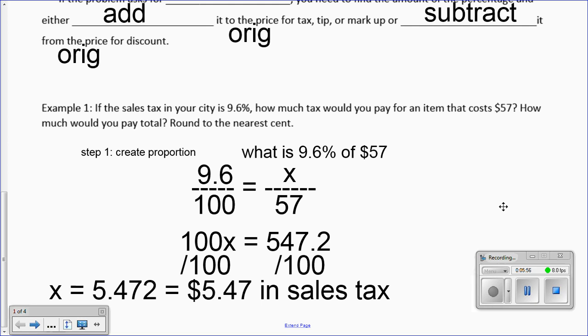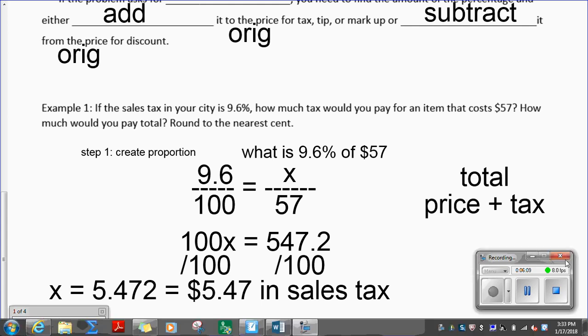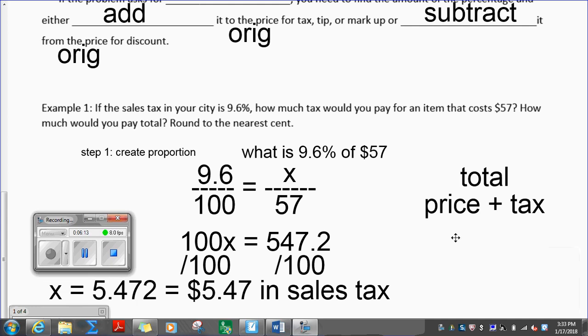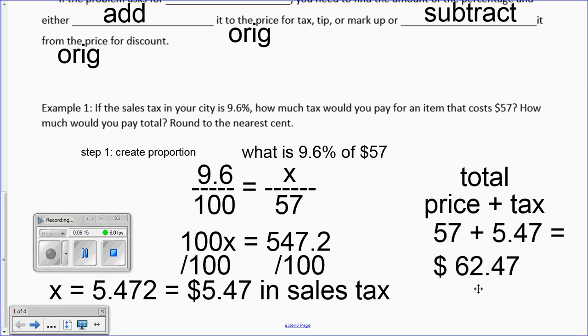Now, to figure out the total, which they also asked, I would go ahead and add the price, the 57, and the tax that I got, so the $5.47. I'm going to move this over here. And I got $62.47, and that's my final answer. Okay, that's my total.